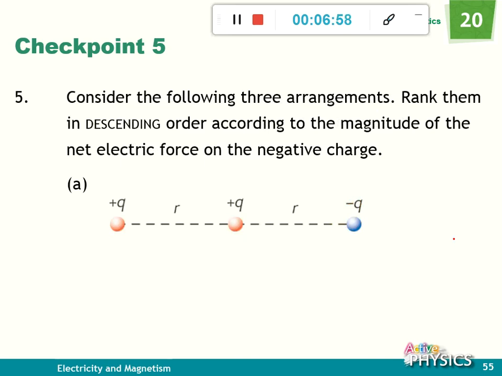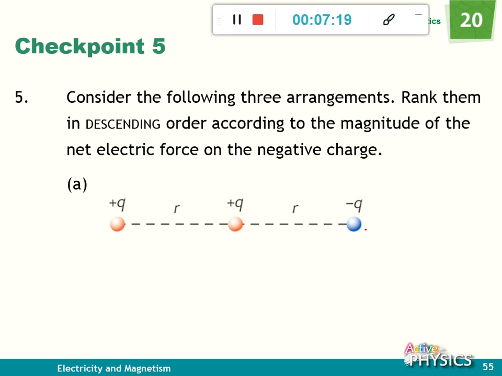Okay, question number 5. Consider the following 3 arrangements. Rank them in descending order. Descending order means that you find out the largest one, and then next to next, finally the smaller one, based on the magnitude of it. Try to look at this.